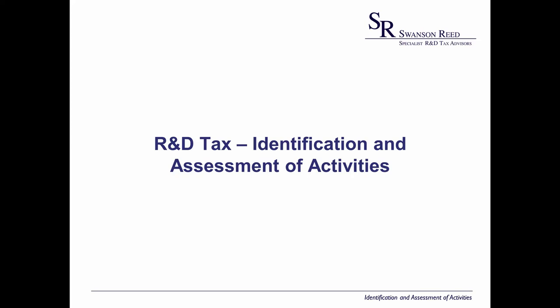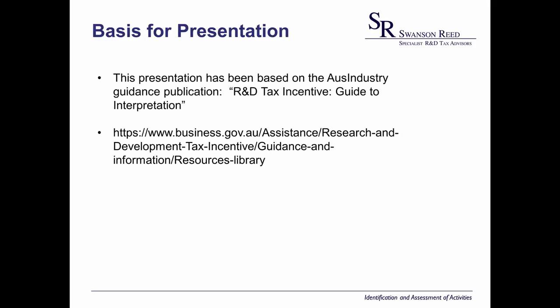This presentation will seek to provide information around the processes companies should undertake when assessing whether they may be eligible to register under the R&D tax incentive. This presentation has been based on a guidance document published by AusIndustry titled Guide to Interpretation. The document and other helpful publications are available for download on the AusIndustry website.